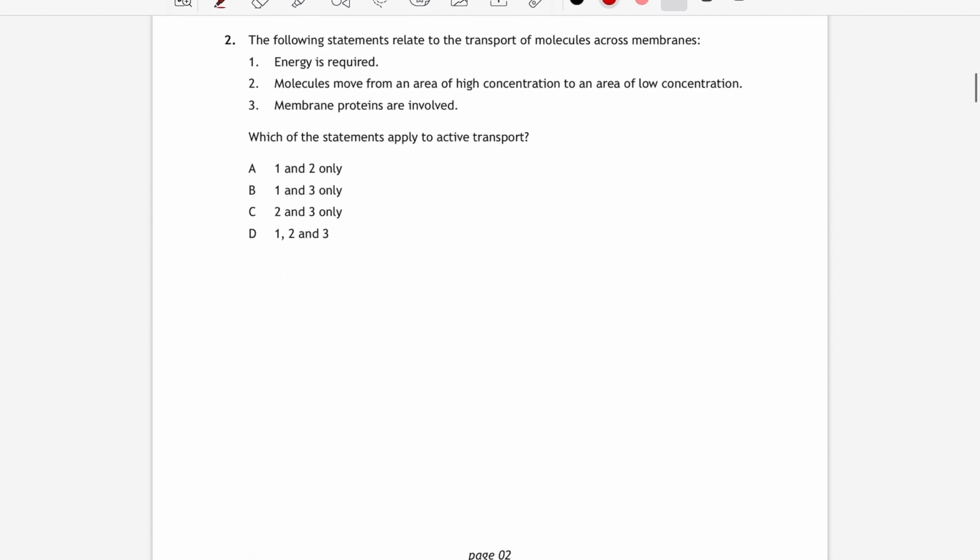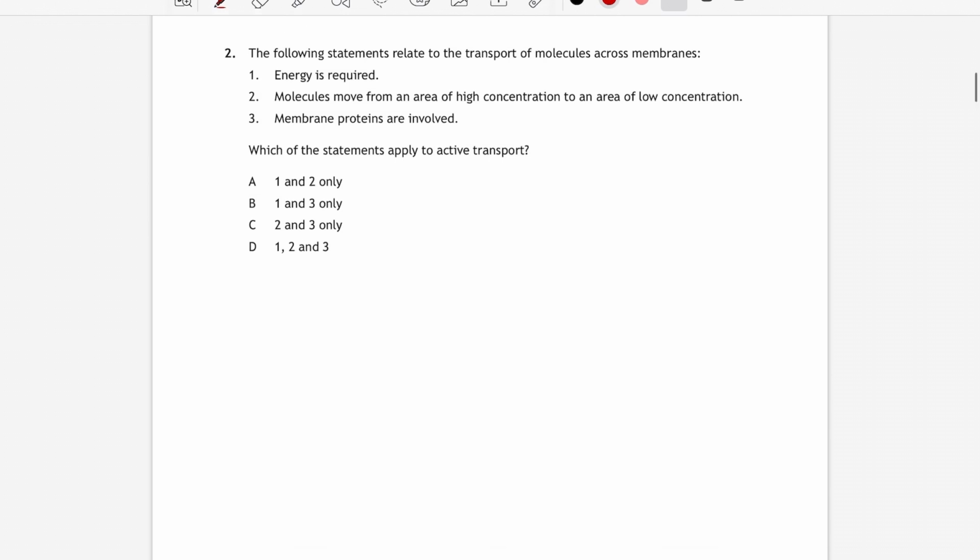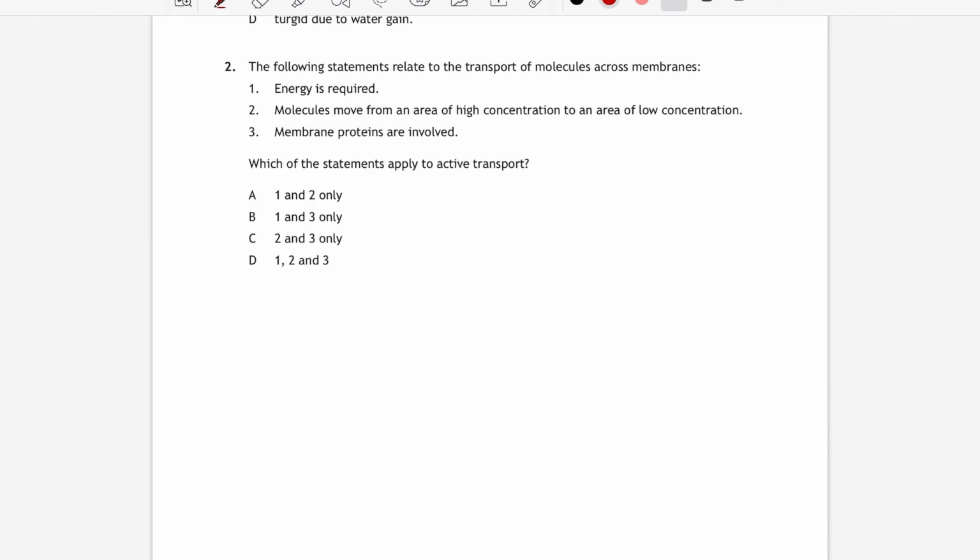The following statements relate to the transport of molecules across cell membranes. So you've got statements 1, 2, and 3. So 1 is energy is required. 2 is molecules move from an area of high concentration to an area of low concentration. And 3 is membrane proteins are involved. Which of the following statements apply to active transport? And again, we've got A, B, C or D, and feel free to pause the video.